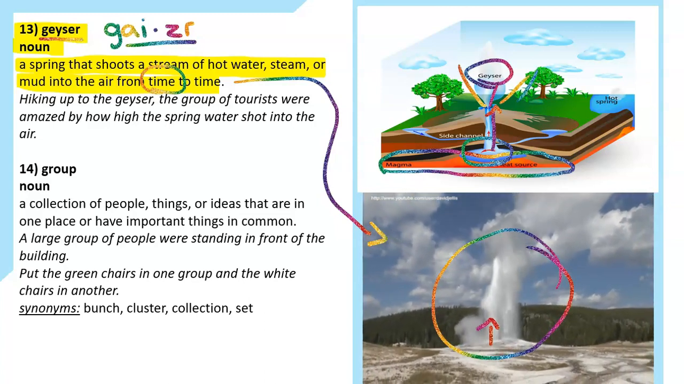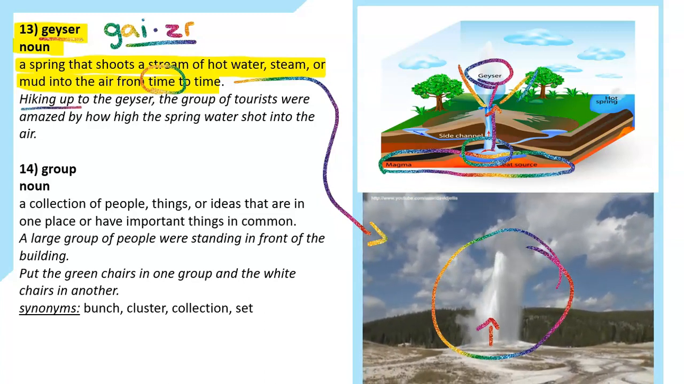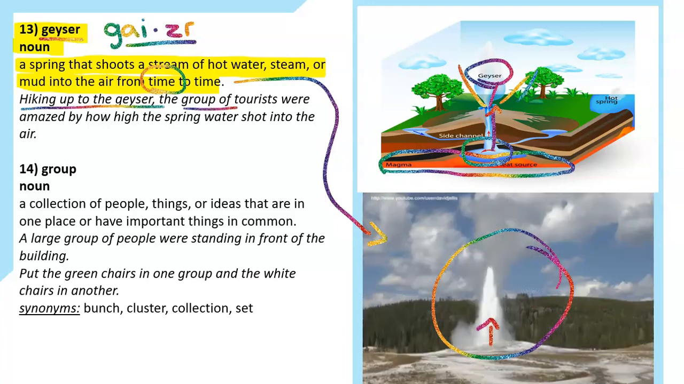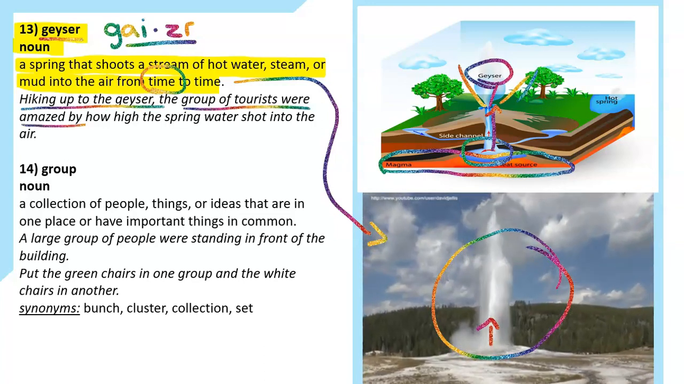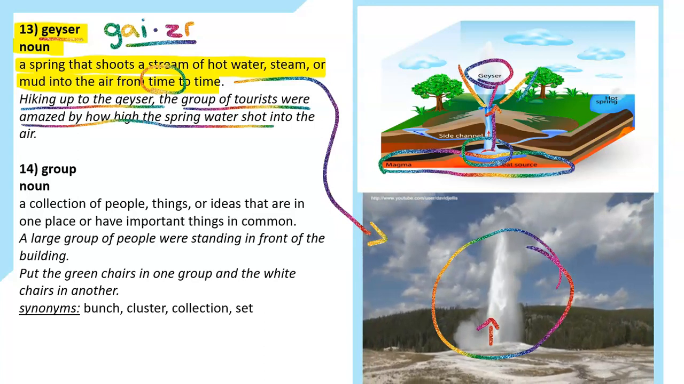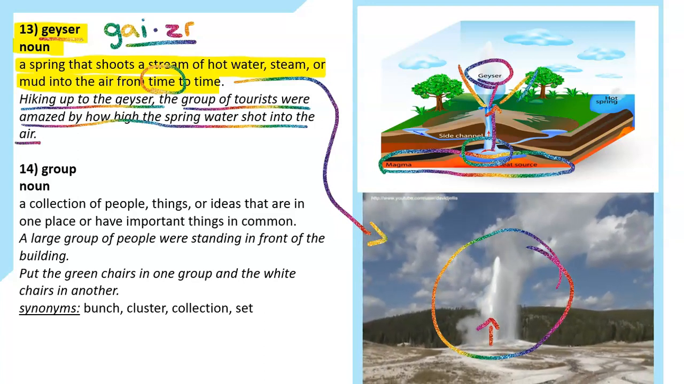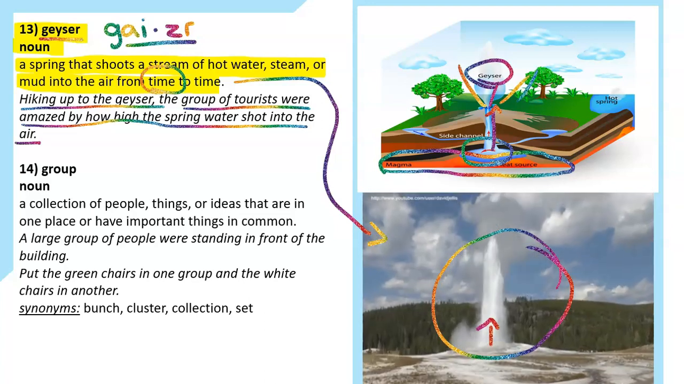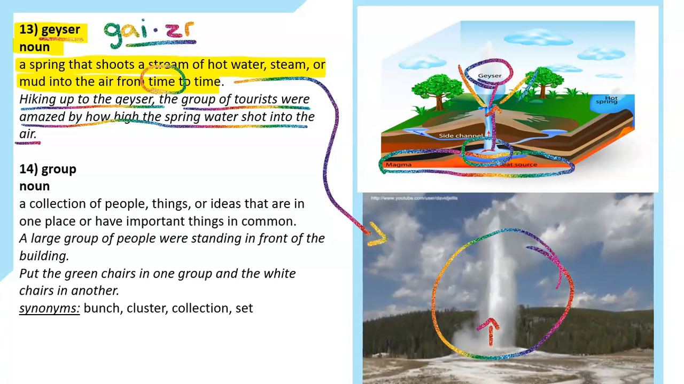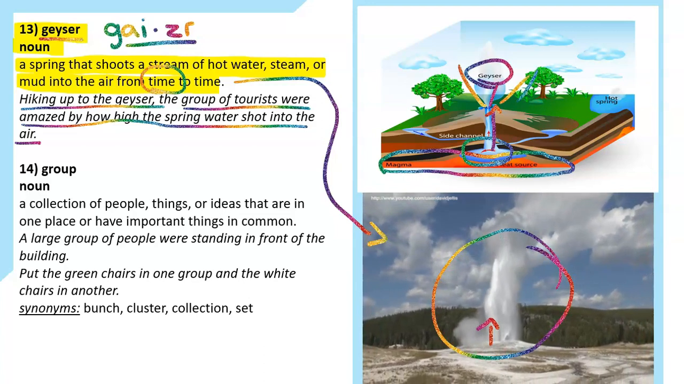Or let's look at the example. Hiking up to the geyser, the group of tourists were amazed by how high the spring water shot into the air. Just make a simple sentence with this one. The geyser was amazing, or the geyser shot up high into the air.